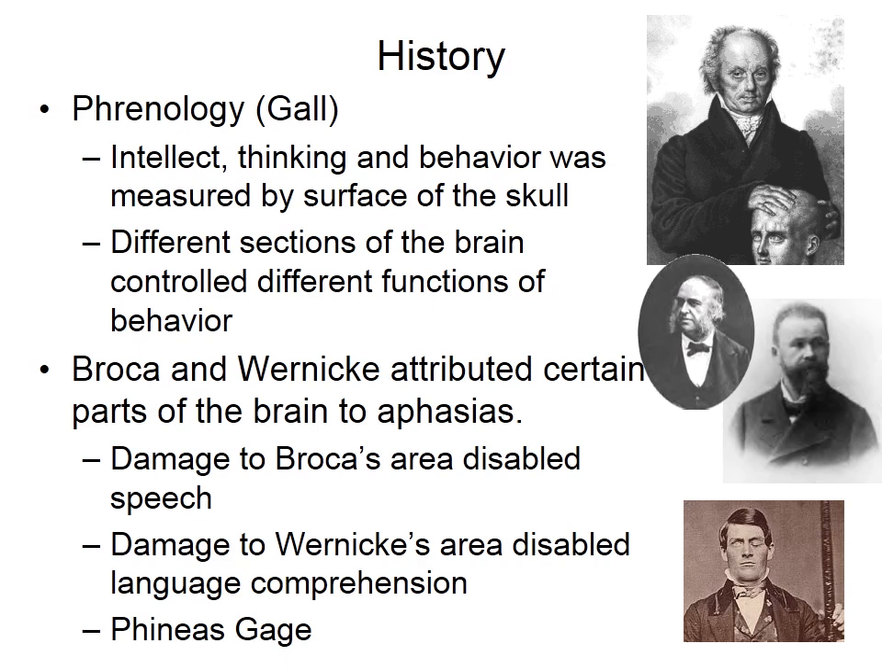So some of the early concepts, one of the very first, if you'll consider it a scientific theory, was phrenology by Gall. And it was the belief that intellect, thinking, and behavior was measured by the surface of the skull. So it was a measure of basically bumps and divots in the skull to try to infer areas of the brain that may be more or less developed. Now, this has been completely debunked by modern science. There's no actual basis behind it, but it is the first time someone starts to ask, is there a relationship between the structure of the brain and how someone behaves?